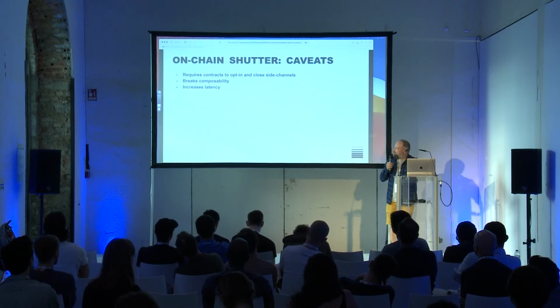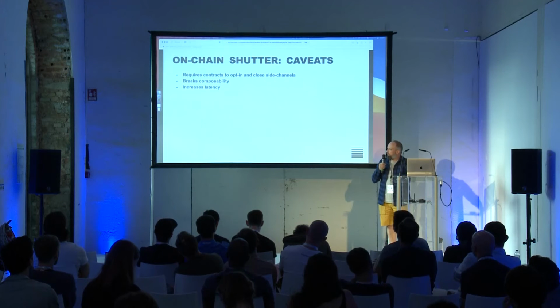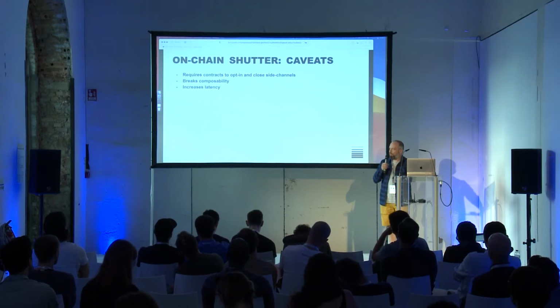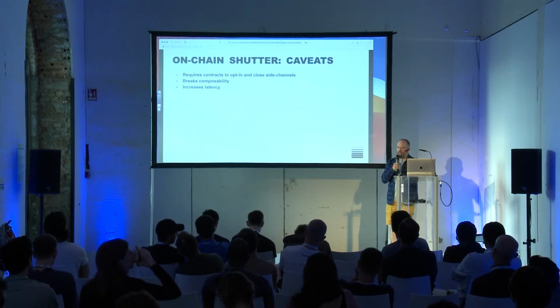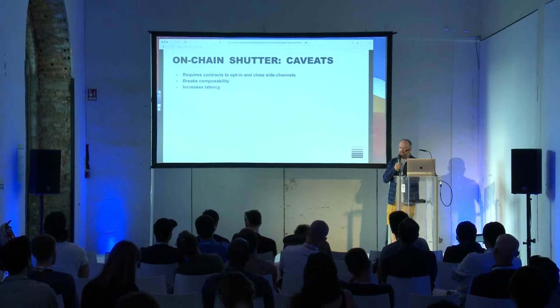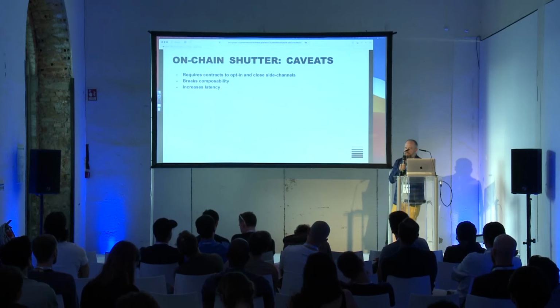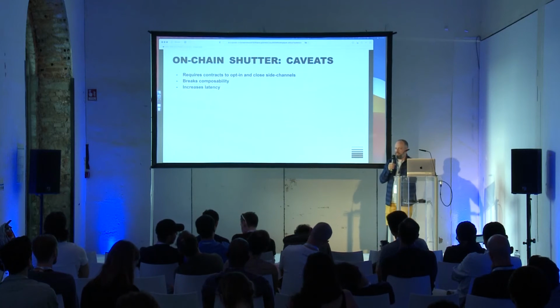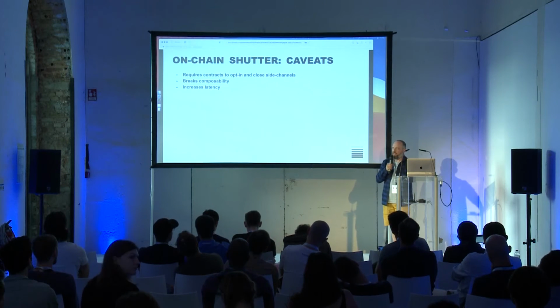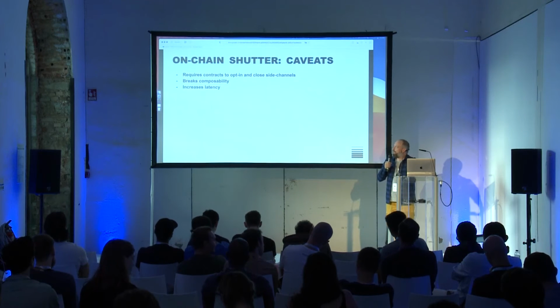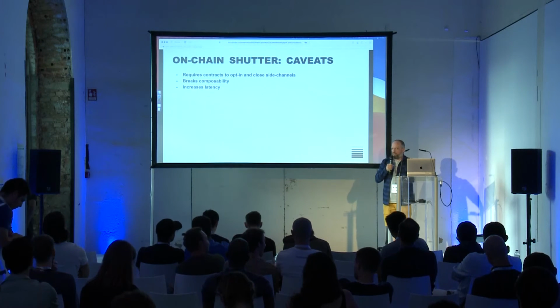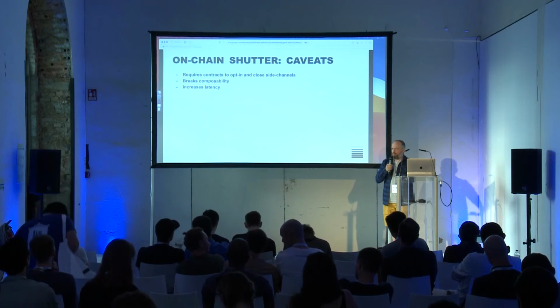And that is also already the downside of the system in its current form. We require that the contracts that are used with Shutter are modified to only accept transactions, or let's say in most cases, only accept transactions from Shutter and not from regular users, because then you would be open to front running and MEV again. And this in turn also breaks composability, which is for most applications a problem.